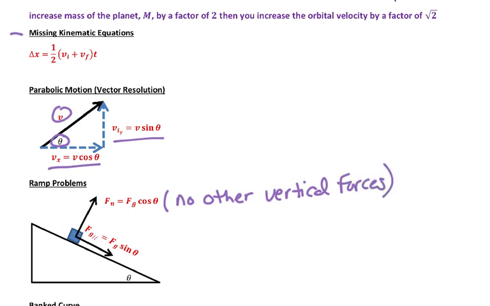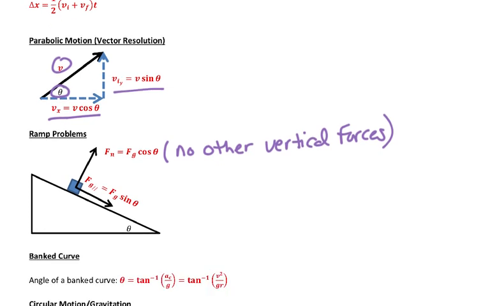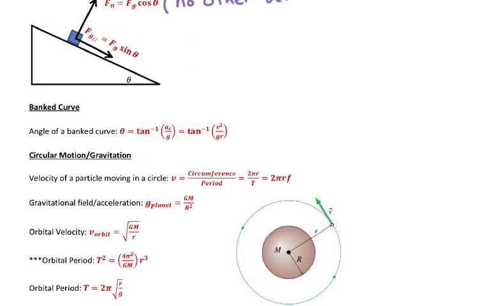When the normal force equals that. So for example, if somebody started pushing down on that box, or there was a tension pulling up in the direction of the normal, then that would change things a little bit. The bank turn, you should understand that one. We talked about it in class.